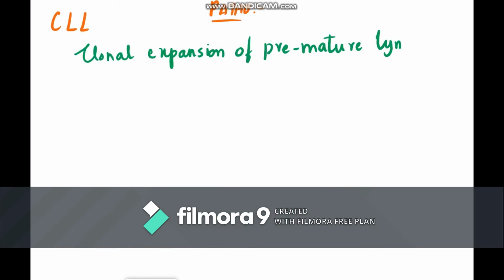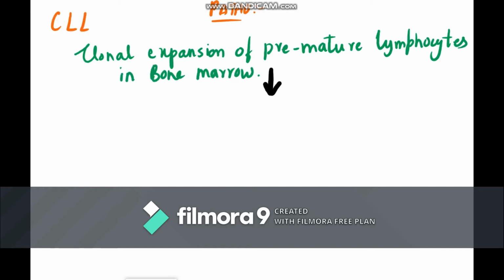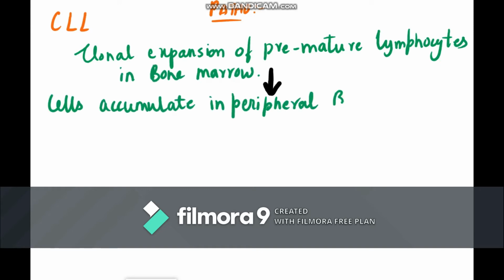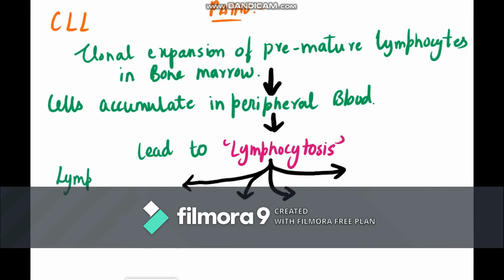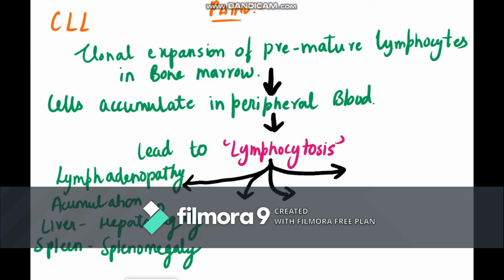So let's start with pathophysiology. Clonal expansion of premature lymphocytes in bone marrow leads to accumulation of cells in the peripheral blood. These cells accumulate and infiltrate into various major organs like the liver and spleen, so hepatomegaly and splenomegaly are shown, along with lymphadenopathy and hemolytic anemia. Now let's come to CML.